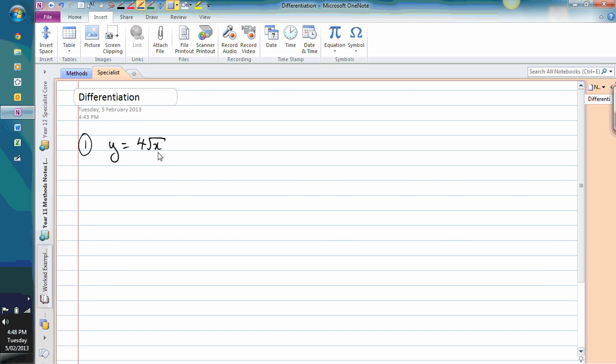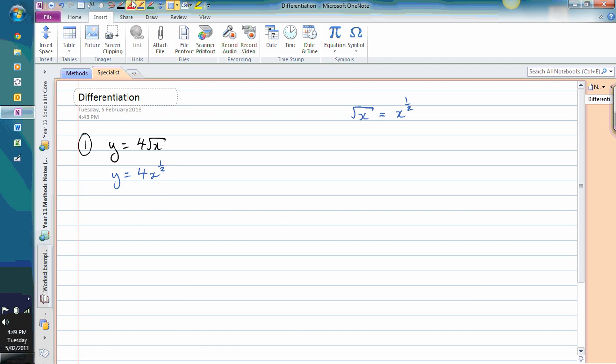x. Now, to differentiate this, we need to get the square root of x into a form that we can deal with. And the way that we're going to do this is using our power rules for surds. And we know that the square root of x is the same as x to the power of 1/2. So we're going to rewrite this. Y equals 4x to the power of 1/2.